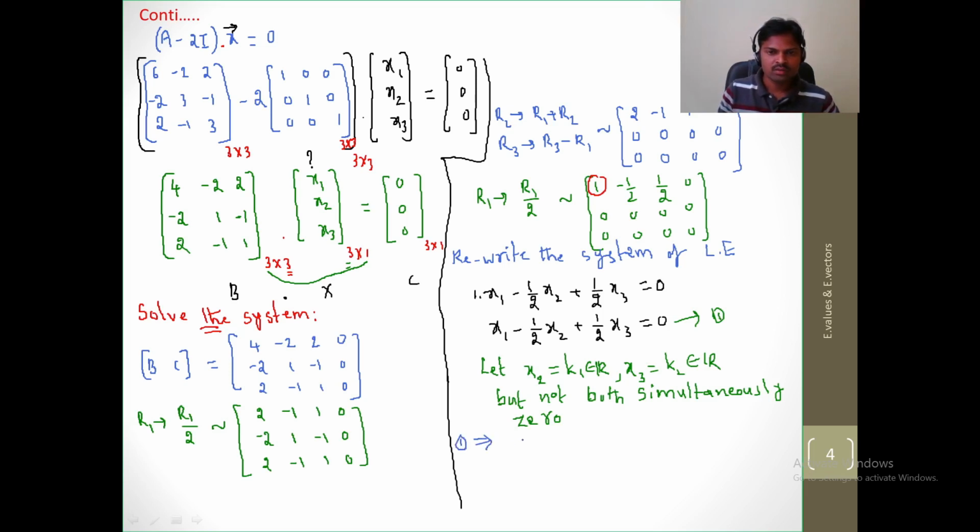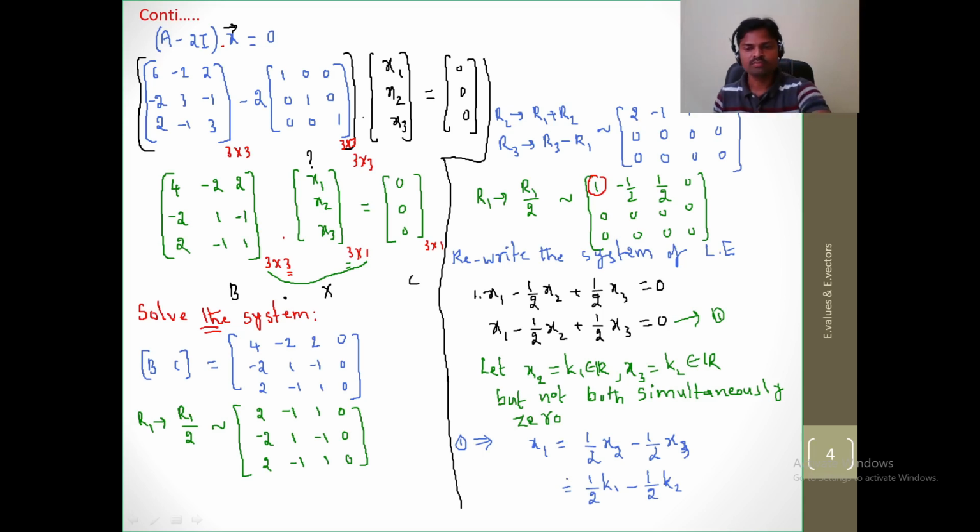what happens? What will be x1 from that? x1 is equal to, what is it? Half times x2 minus half times x3. So half times, what is the x2 value? x2 is k1, right? We are assuming x2 is k1. So k1 minus half times x3, and x3 is k2. So we got the x1 value. Already x2 and x3 we are assuming.